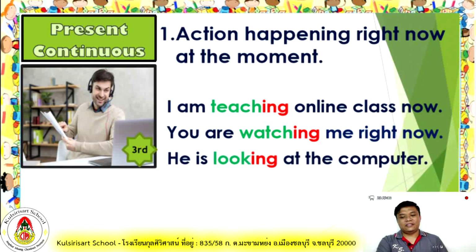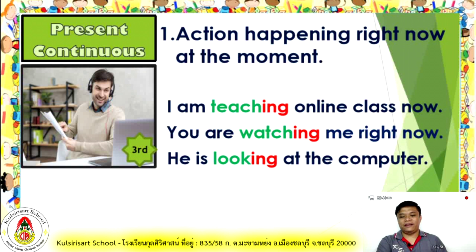Okay, he is looking at the computer. Look at the guy in the picture. The guy there, he is looking at the computer. He is looking, right? So right now, he is looking at the computer. So these are examples of present continuous form.